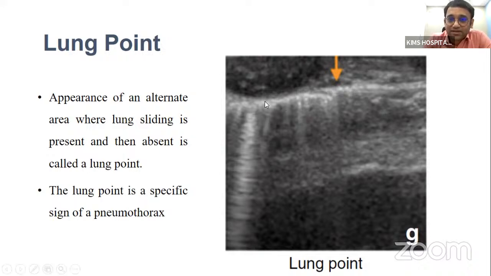So here you can see that this might be the normal lung without a pneumothorax, which also has B lines. So this is a normal lung, and here we have an area where you don't have any B lines. It looks like only some A lines are there. So this transition is called the lung point. The lung point is highly suggestive of pneumothorax.